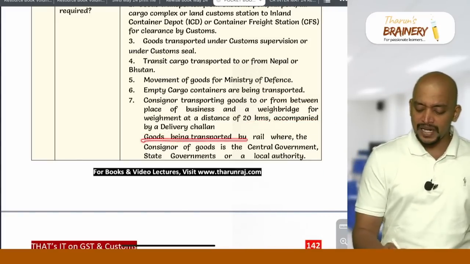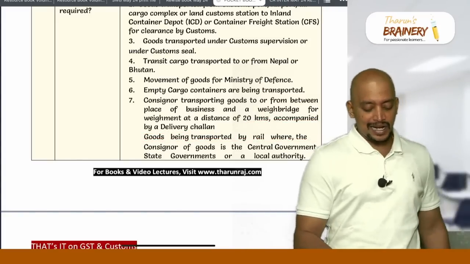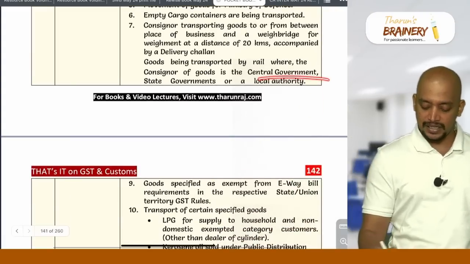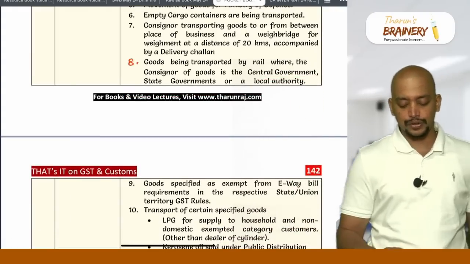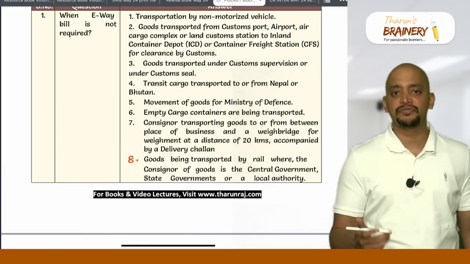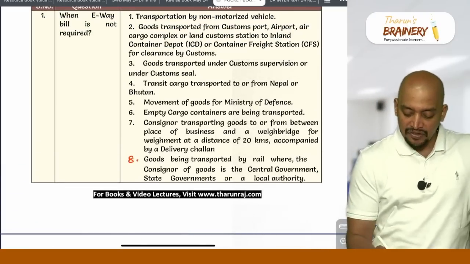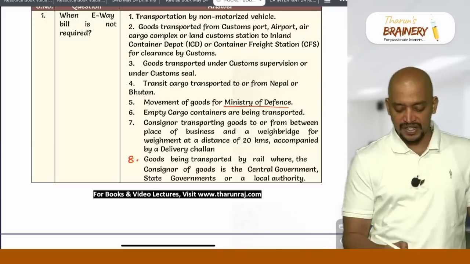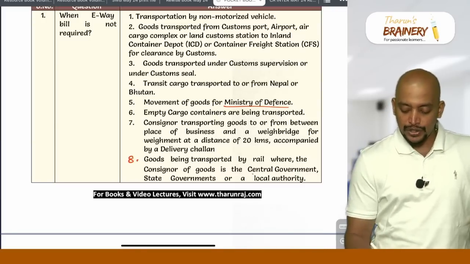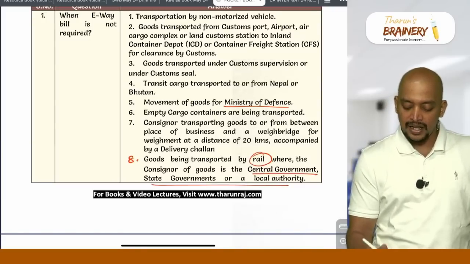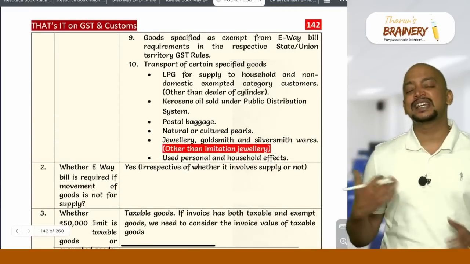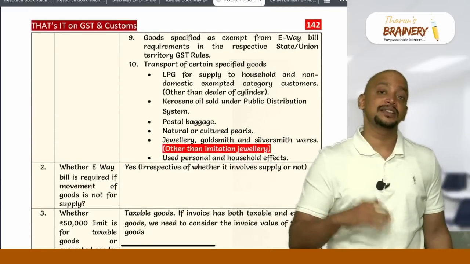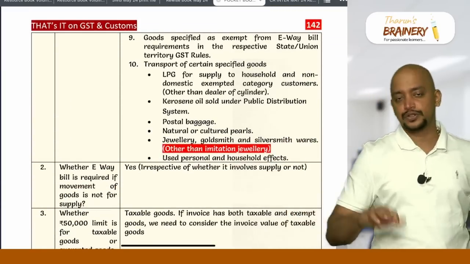Then goods being transported by rail, where the consignor of the goods is the central government, state government or local authority. This is point number 8. This also does not require an e-way bill. The difference between the 5th point and the 8th point is that the 5th point belongs to the Ministry of Defence, whereas the 8th point belongs to the government but only by rail, whereas the 5th can be by any mode. The next one, goods specified as exempted from the e-way bill requirement in the respective states. That also will be taken.